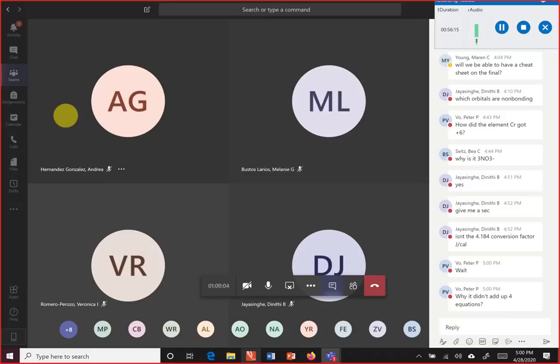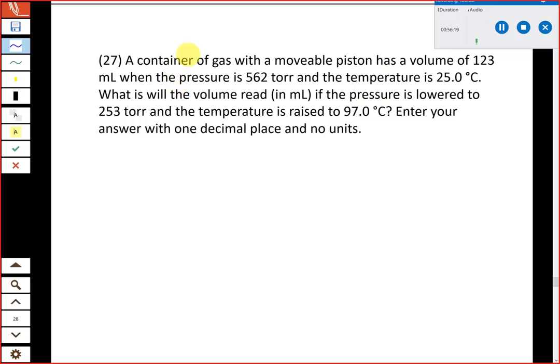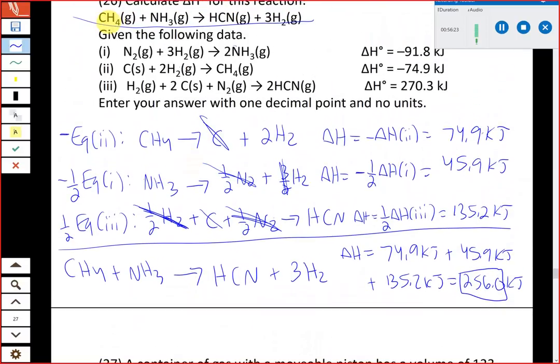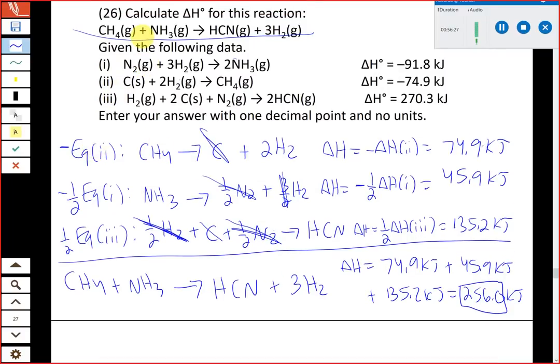I'm not sure I'm 100% following what you're asking, but if you're asking why we didn't add up all 4 of these equations, you're talking about this one plus all 3 of these. The reason is that this is the equation we're trying to find. So what we want to do is figure out how to add up these 3 equations to get this one here. So these two match each other, so we know that we did it correctly.